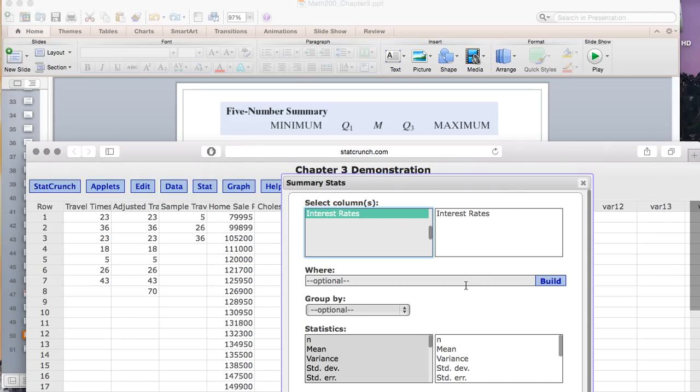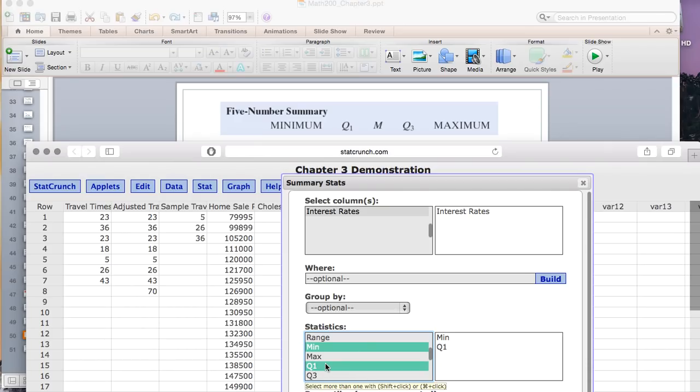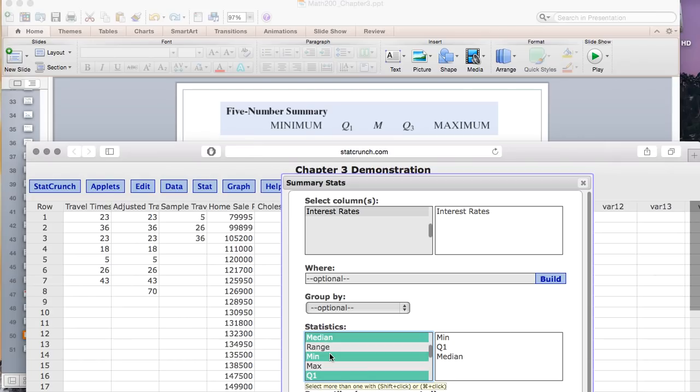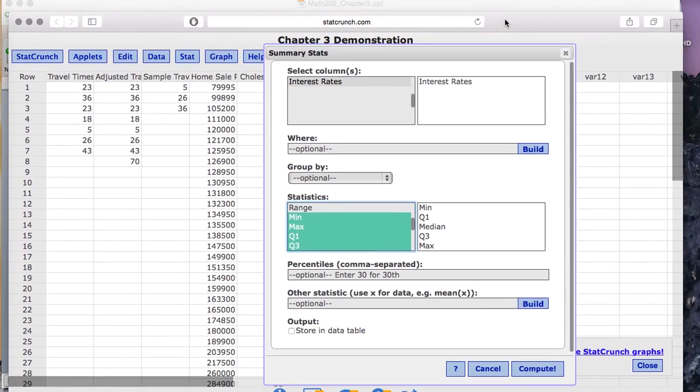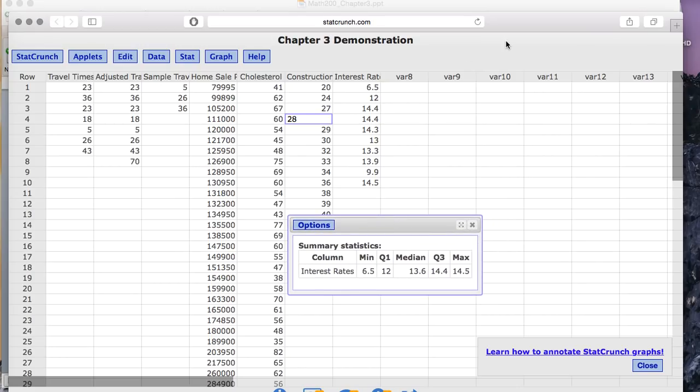Then if I go down here to see what statistics I want, I know that I want my minimum, so I'm going to select min. And then I want my quartile 1, and then I want my median. Let me scroll up to grab my median, and then I want my third quartile, and then I want my maximum. And if you notice, I'm selecting them in this order, so when I display them, they're still in this order.